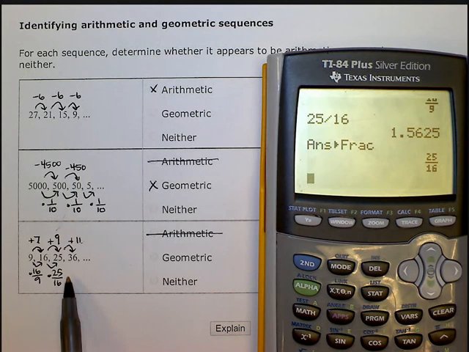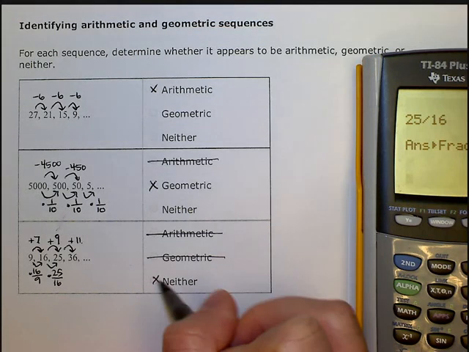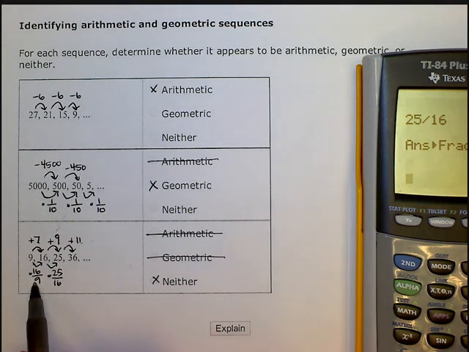I don't even have to keep checking. This is neither geometric nor arithmetic. So it has to be neither because there's not a common difference and there's not a common ratio.